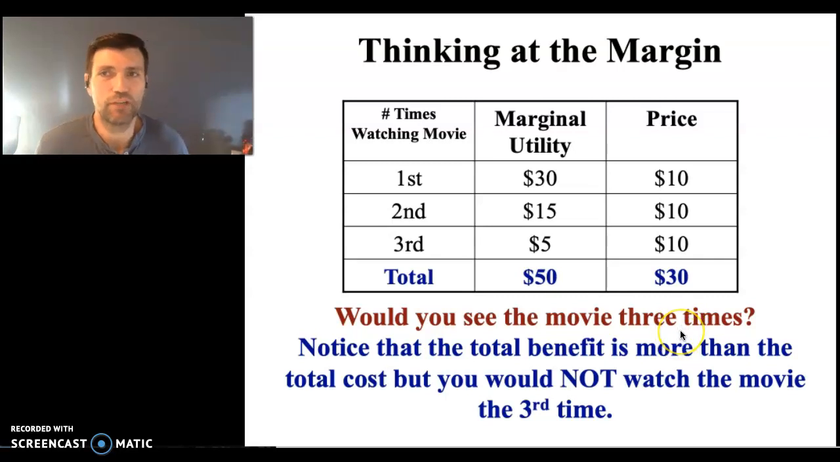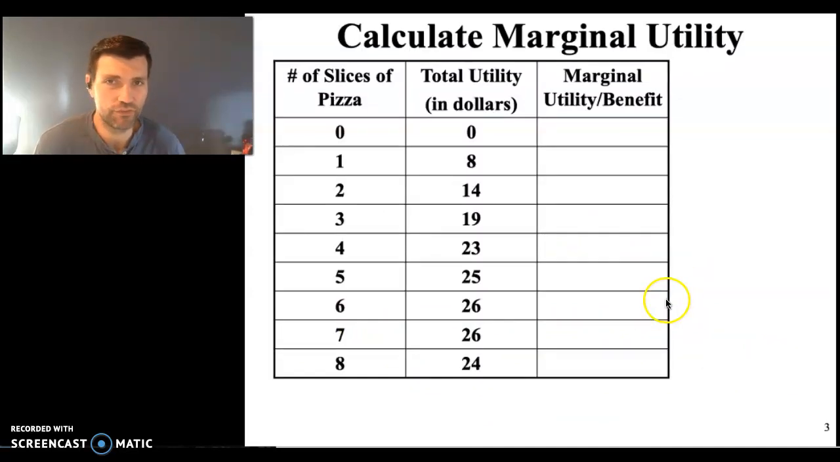This is an example of a problem from way back in the curriculum in the first semester. You might remember that seeing the movie the third time isn't worth it, even though the total benefit still outweighs the total cost, the total benefit of 50 utility dollars outweighing the total price of 30. Seeing the movie the third time only reaped $5 worth of utility dollar benefit, whereas it still cost $10. So, you shouldn't have seen the movie the third time.